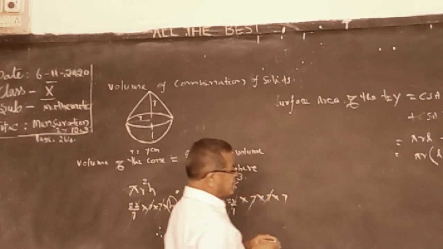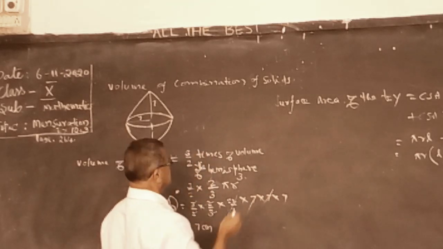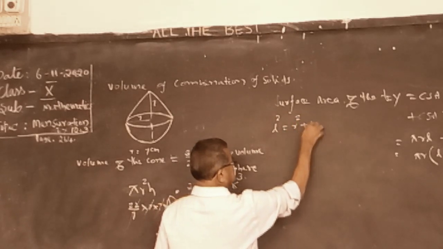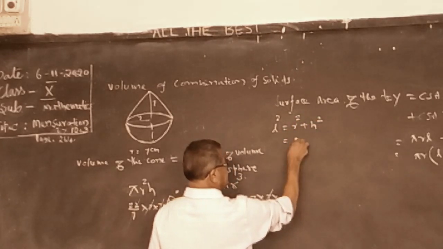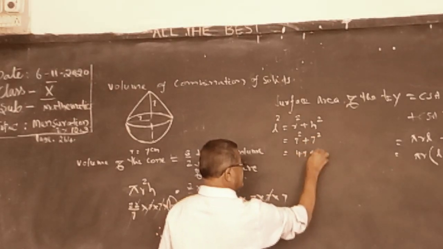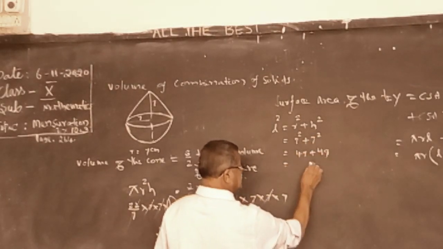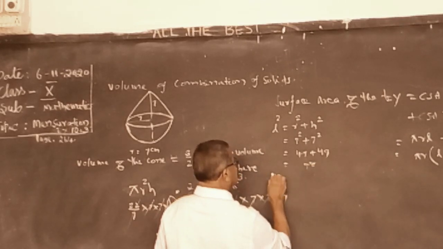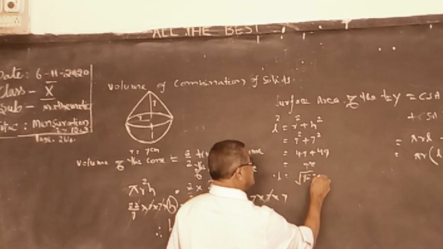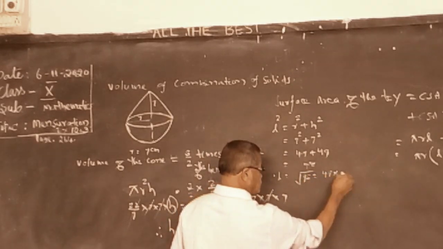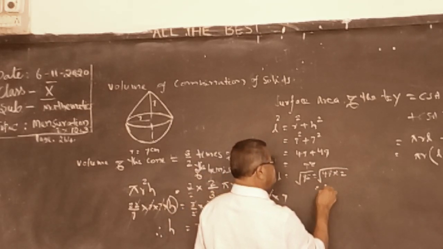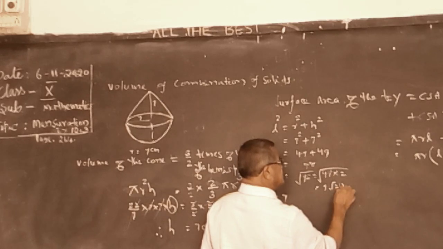And here we have to find the slant height of the cone. Slant height l square is equal to r square plus h square. R square is 7 square, h also 7 square, 49 plus 49. This is 98. Therefore, l is equal to under root 98. This can be written as 49 into 2, which is 7 root 2. L is 7 root 2 centimeters.